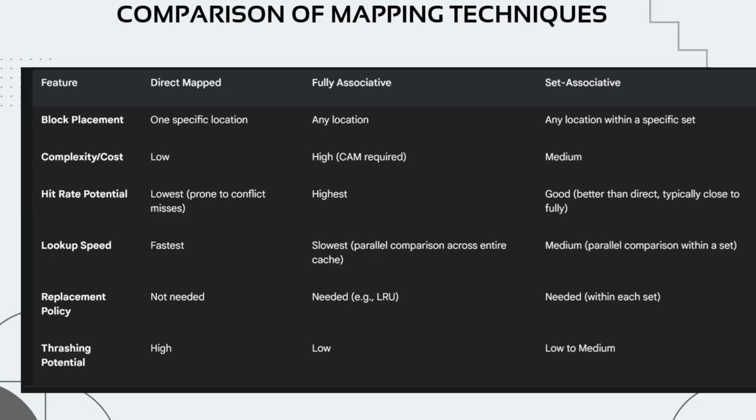To summarize and provide a quick overview, here's a comparison table highlighting the key features of each mapping technique. You can see how direct mapped is low in complexity and fast for lookup, but suffers from high thrashing. Fully associative offers the highest hit rate and low thrashing, but at the cost of higher complexity and slower lookup. And set associative sits in the middle, providing a good balance across all these factors, making it a very popular choice in modern systems. Notice how the need for a replacement policy changes based on the flexibility of placement.